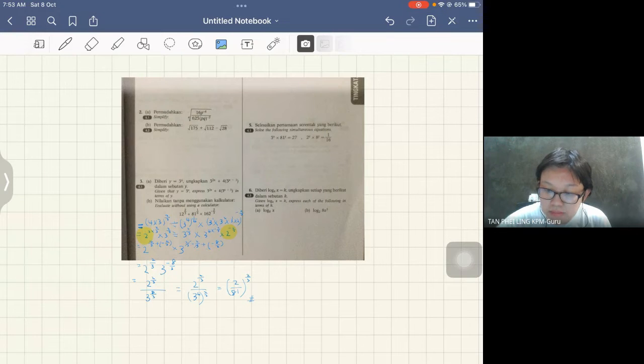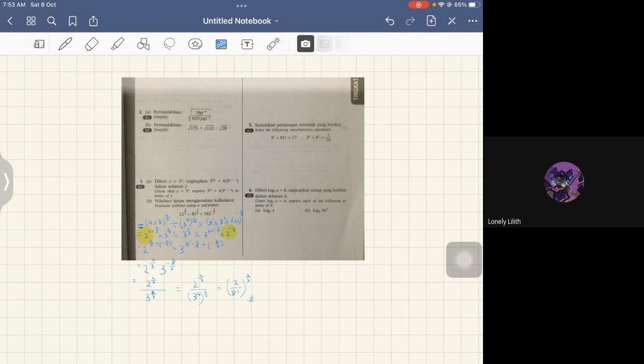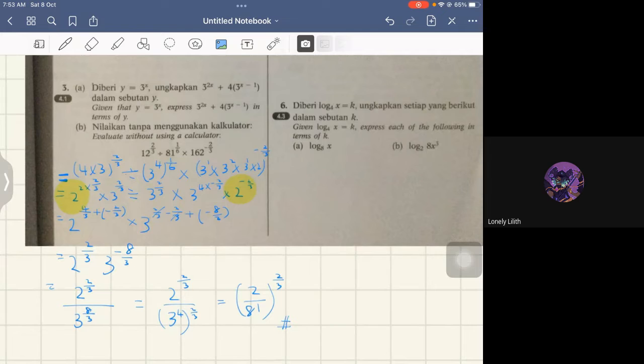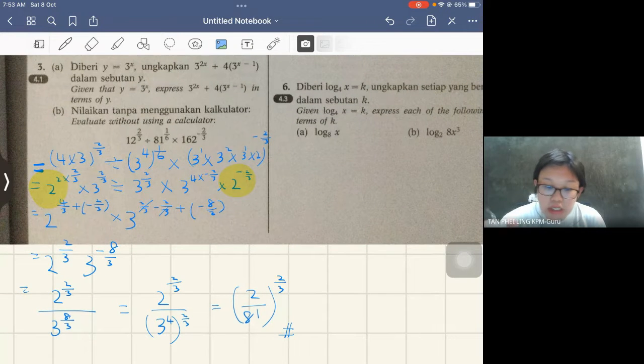Anyone? If still no, then we will just... Yes, Jess. Teacher, you got this answer, but then the calculator gives a whole bunch of decimal numbers. Yeah, that's why you see here, my dear.